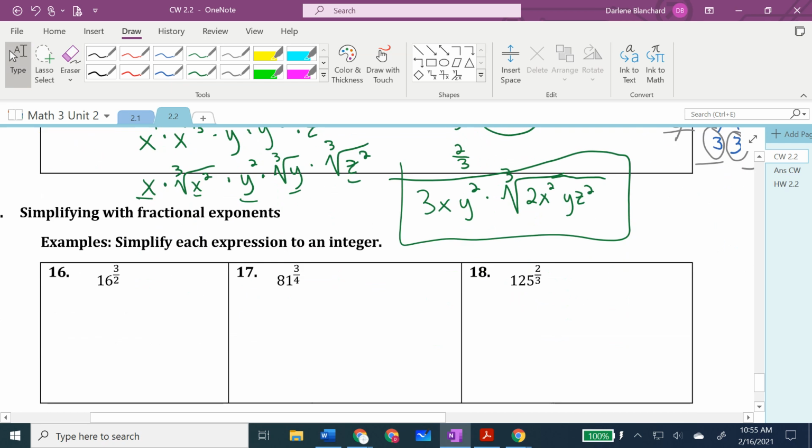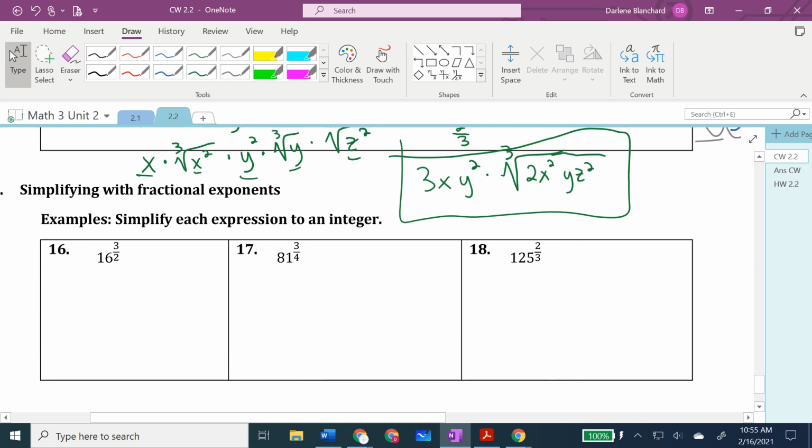Last, the best way to do these problems is the root first, and I'm only giving you problems that are nice, so to speak. So you can start with the denominator, which is telling you to do a square root of 16, but you're going to then put that to the third power. Square root of 16 is 4. And then you can use a calculator if you need. 4 times 4 times 4 gives you 64.